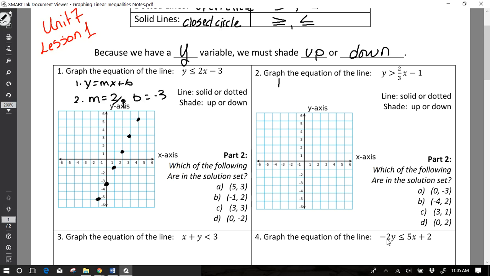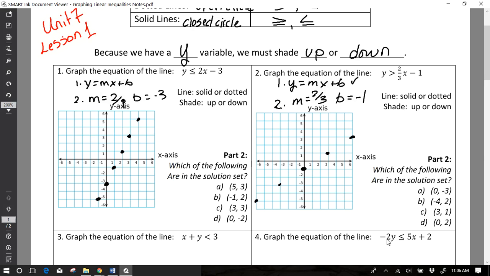Okay, so let's do steps 1 and 2. Is this in slope-intercept form? And the answer is yes, so I'm going to go ahead and check that. Step 2, identify the slope of 2/3 and the y-intercept, which is at -1. And then let's go ahead and put our points. So my y-intercept is -1. My slope is rise 2, run 3, put a point. Rise 2, run 3, put a point. I want to continue this in both directions. So I can also go down 2, left 3, down 2, left 3.